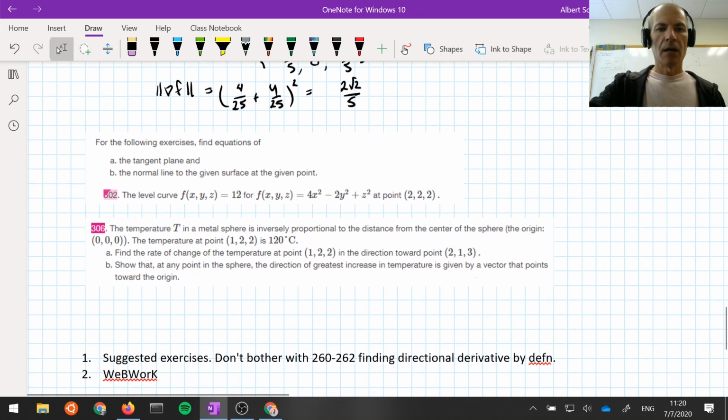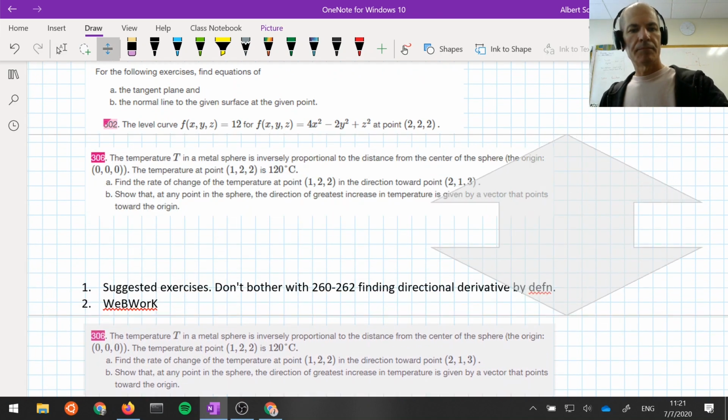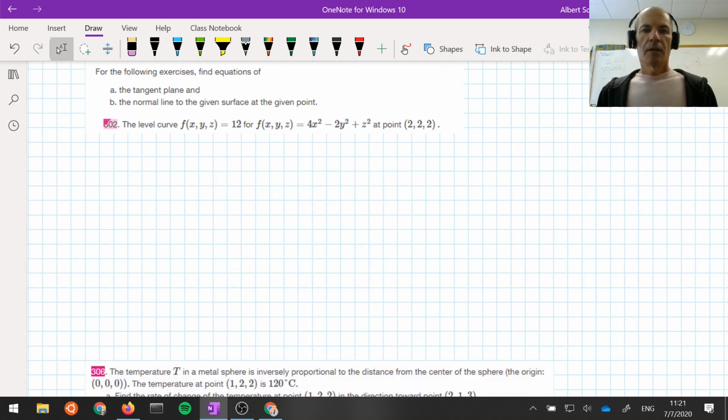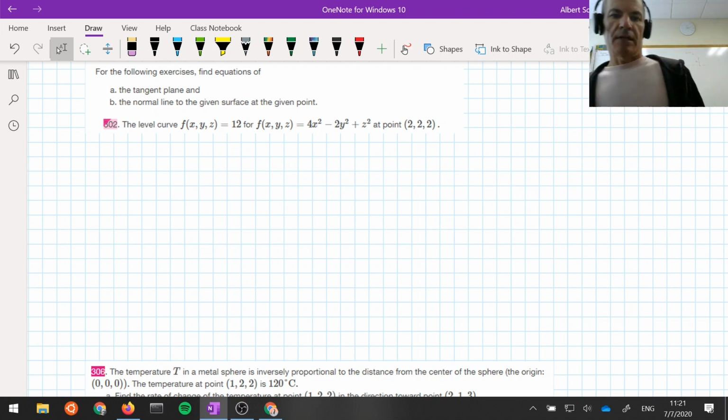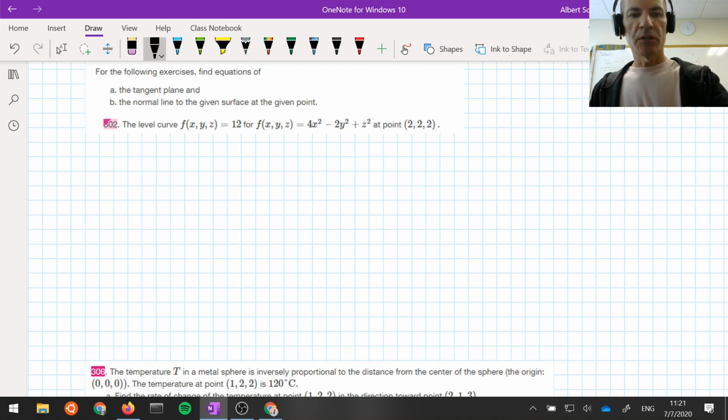Alrighty. In this exercise, number 302, we want to find the equation of the tangent plane and the normal line to the given surface at the point. Once again, we have a function of 3 variables, and we have a level curve. This is not a level curve, this is a level surface. Bit of a typo there.